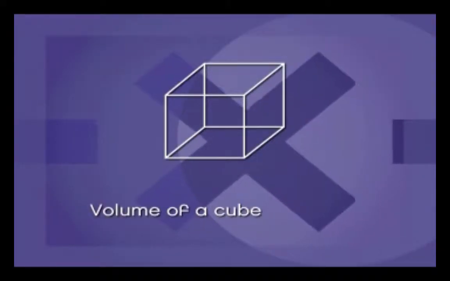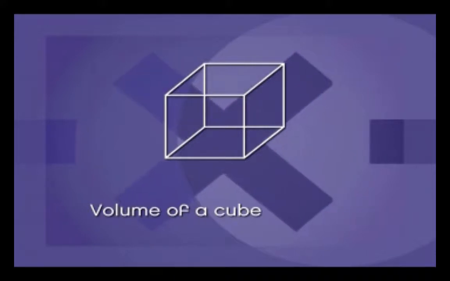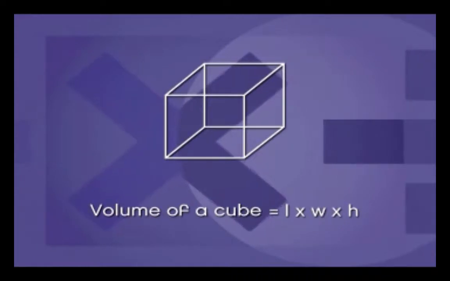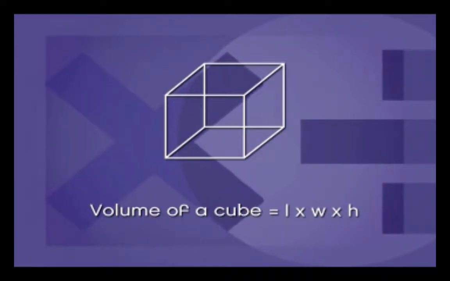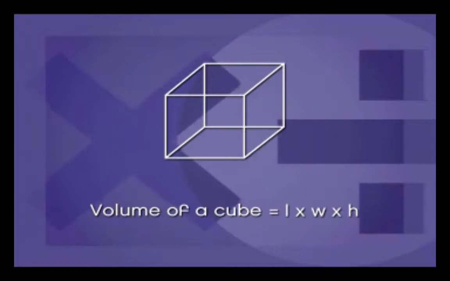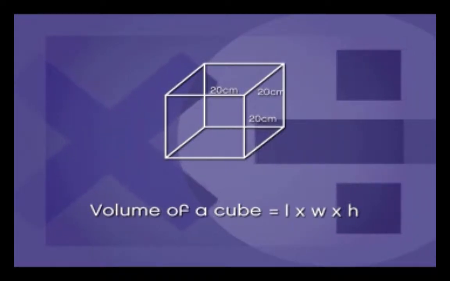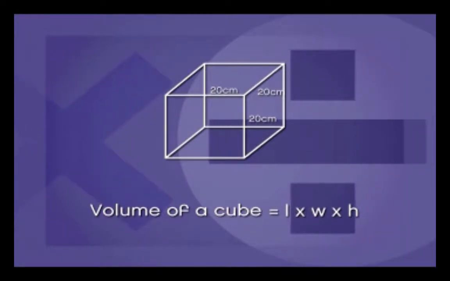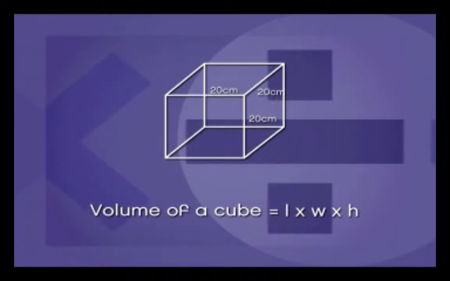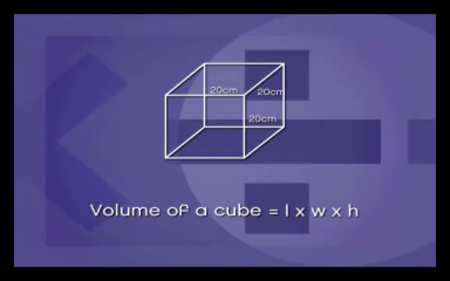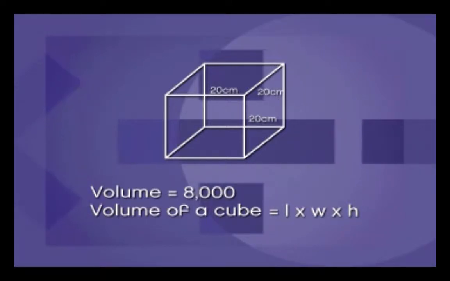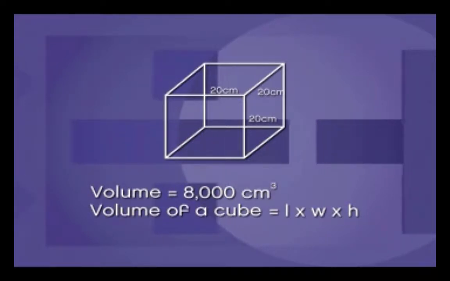To determine the volume of a cube, multiply the measures of the three dimensions: length, width, height. Length times width times height. Say we've measured and found the length is 20 centimeters. The width is 20 centimeters, and the height is 20 centimeters. Notice they're all the same? That makes sense because this is a cube. 20 times 20 times 20 is 8,000. So, the volume of this cube is 8,000 cubic centimeters.